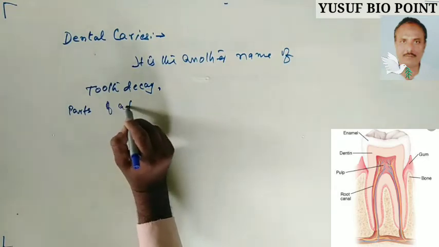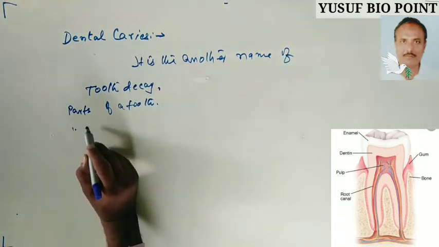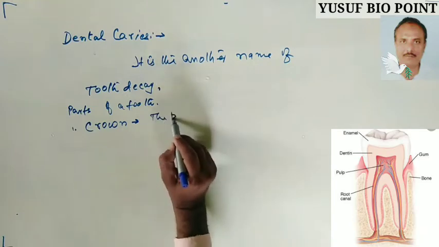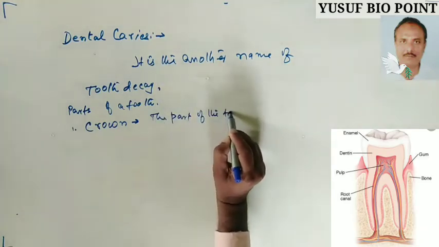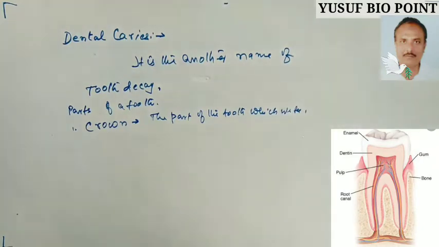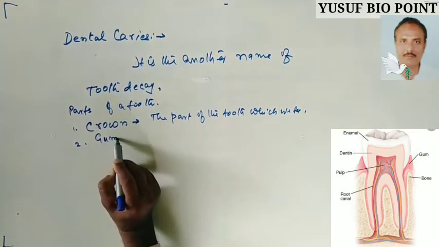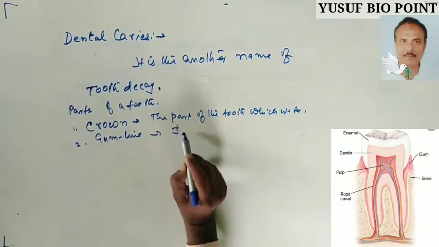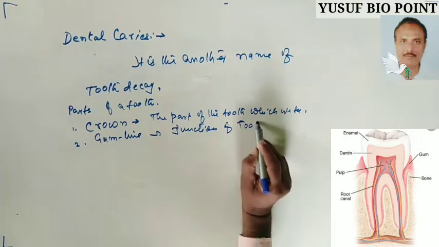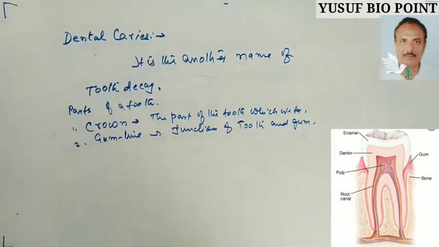Parts of a tooth. A tooth has the following parts. The first one is the crown. The part of the tooth which we see is called the crown. The second one is the gum line. It is the junction of tooth and gum, meaning where the gum and tooth meet is known as the gum line.